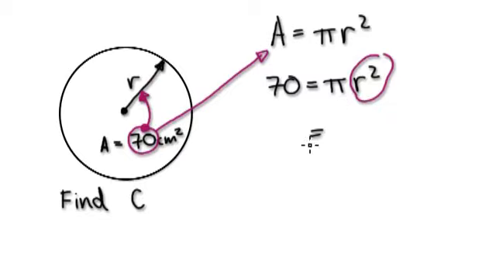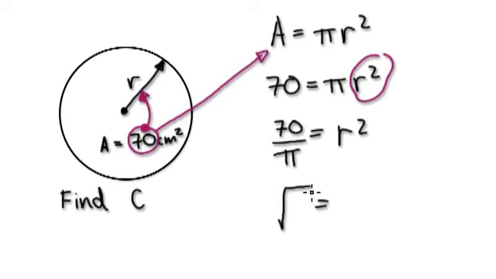Let's kill off the pi. Divide both sides by pi. So take the 70 down, divided by pi. On this side you will have r squared. Okay. Now square root both sides. So square root the whole bubble here, 70 over pi.